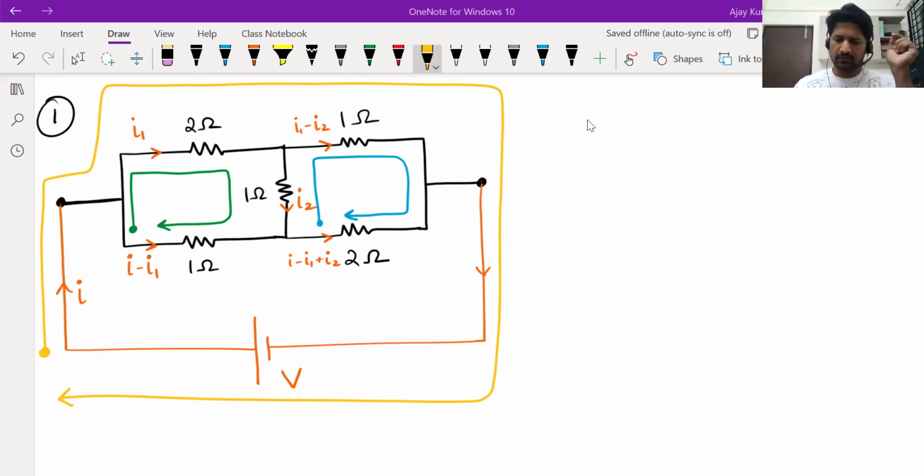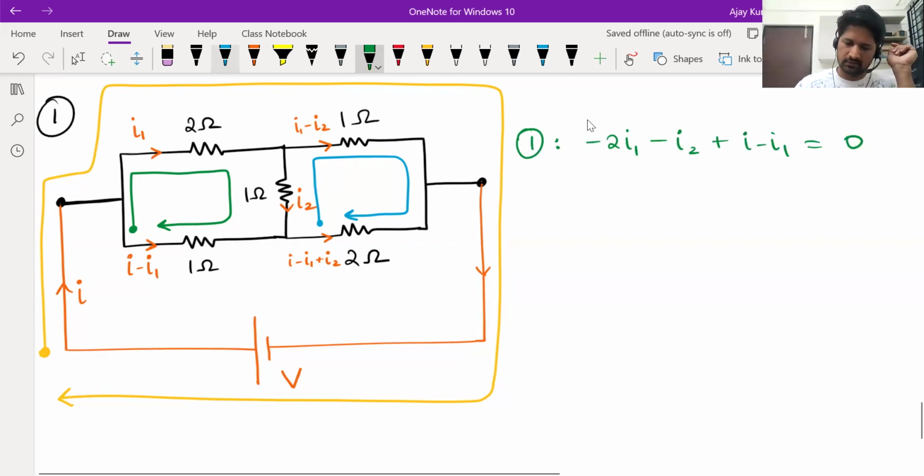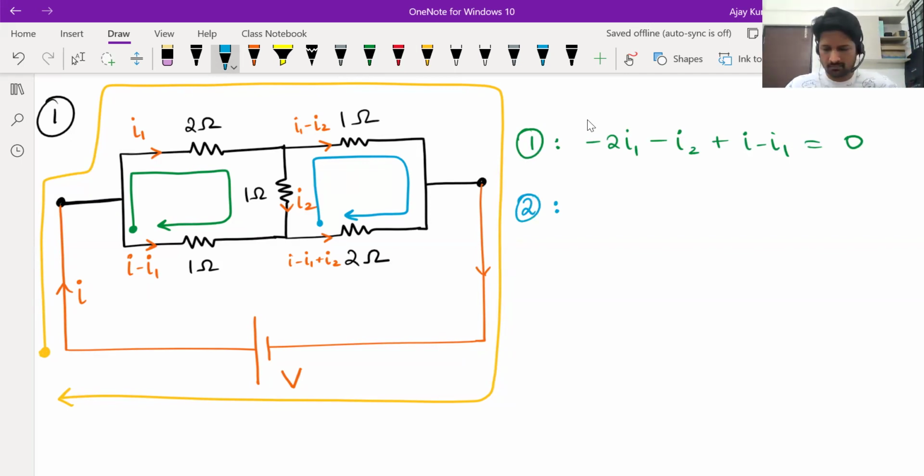Okay, Anugraha, tell me KVL for the first loop. The green color loop, sir. Green one, yeah. Minus 2I1 minus I2 plus I minus I1 is equal to 0. Correct. Isha, tell me KVL for the second loop. Plus I2 minus of I1 minus I2, plus 2 into I1 minus I2 plus I2. Correct. I minus I1 plus I2.